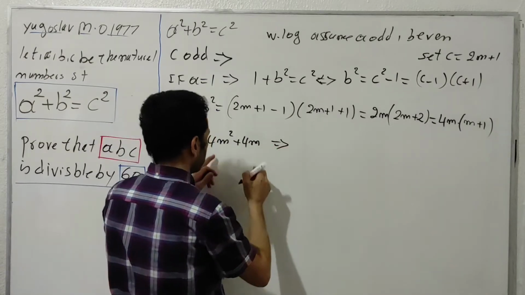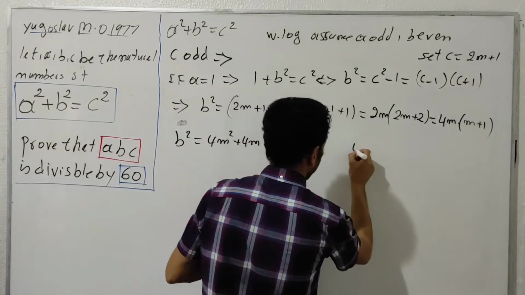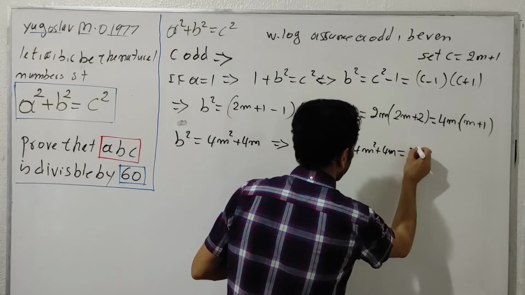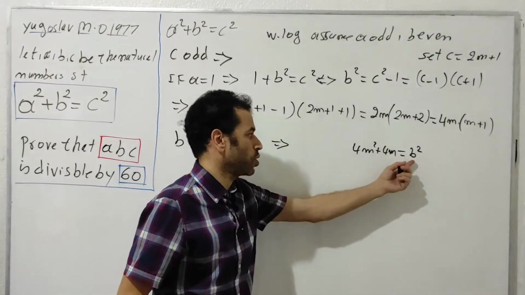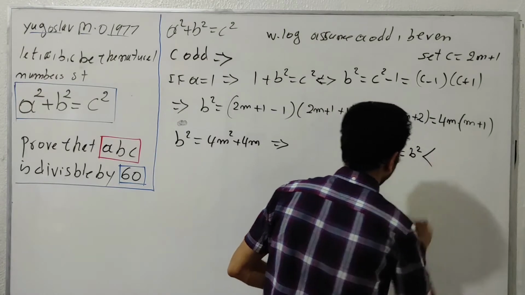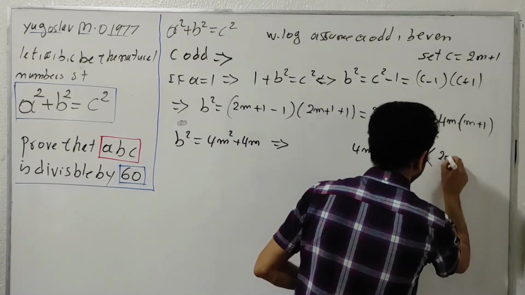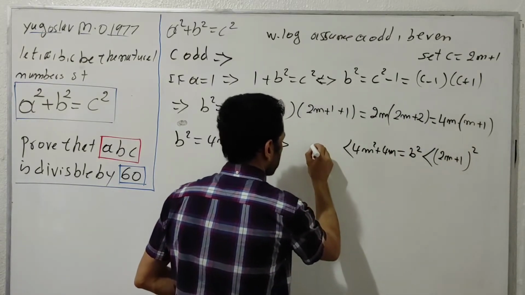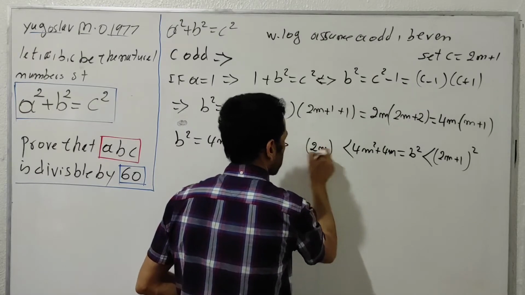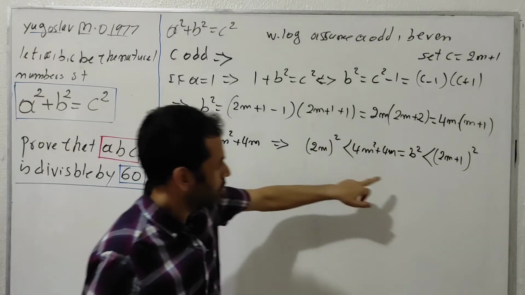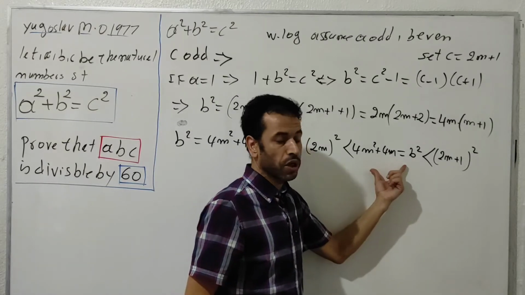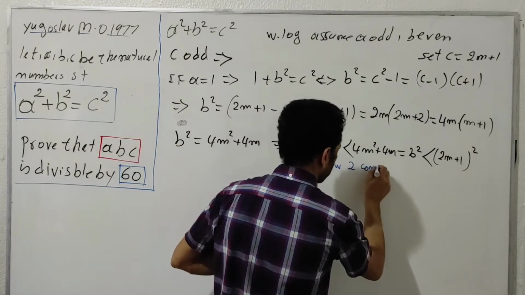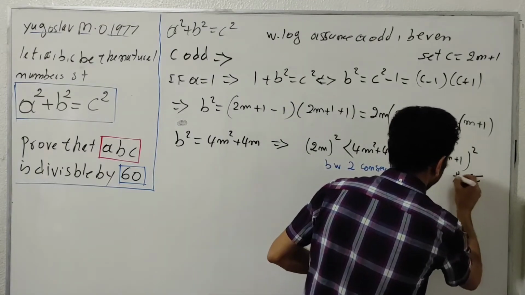If you take a look carefully, this term, 4m squared plus 4m, which equals b squared as a perfect square, because we're assuming this one is a perfect square, is strictly inferior to (2m plus 1) squared and superior to (2m) squared. This is an integer number, this is an integer number. So since this term is located between two consecutive squares, this is impossible, contradiction.